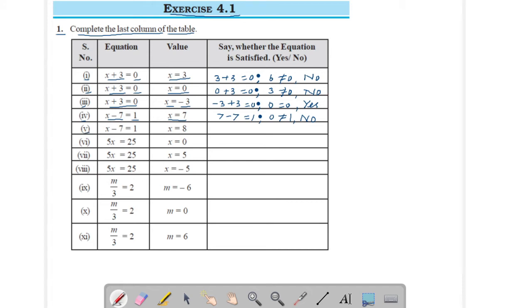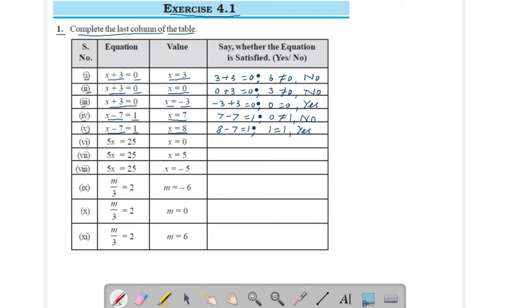Now come to fifth part. x minus 7 = 1. Here take x = 8. Here replace x by 8. What will you get? 8 minus 7 = 1. Here 8 minus 7 is 1. 1 = 1. Here the left hand side is equivalent to the right hand side. Therefore, your answer is yes, because it satisfies the given equation.